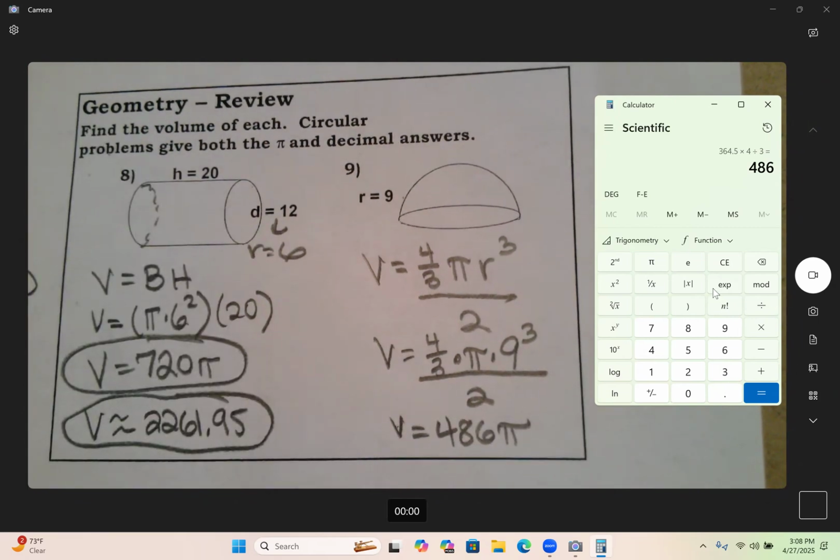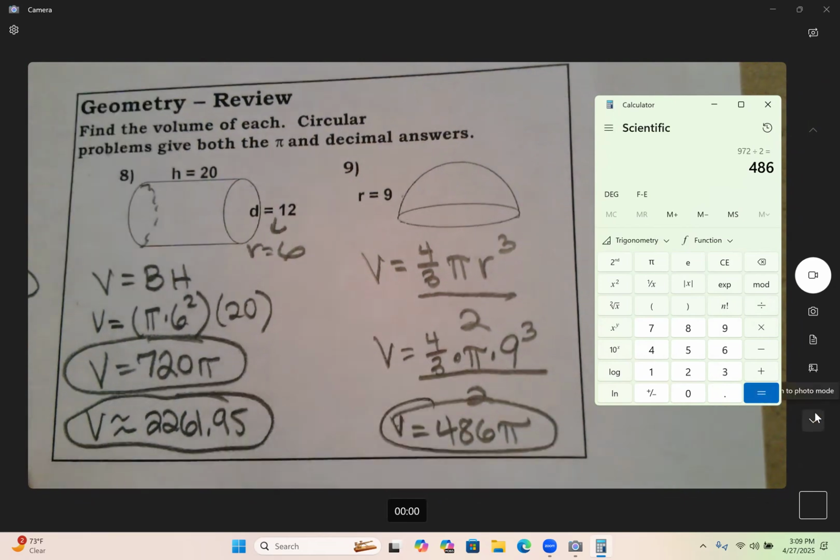Oh, wait a minute. I think I forgot to divide by 2. Let me just double check that. Maybe I did, and maybe I didn't. I'm going to do that one more time. 9 to the third, and then times 4/3. Actually, I think I did. And then divided by 2. Yes. Okay, so 486 pi. Yes, that is the right answer in terms of pi.